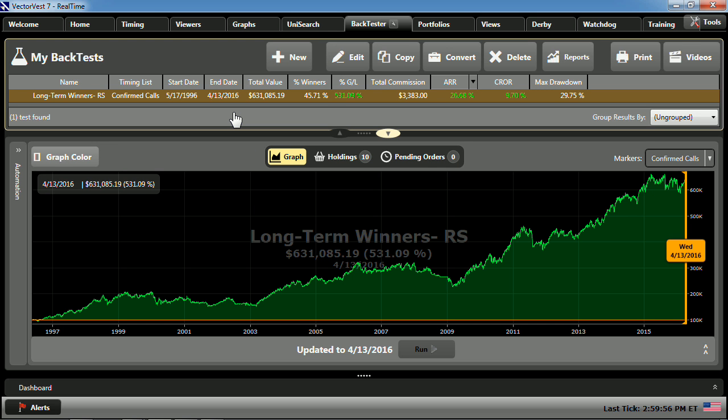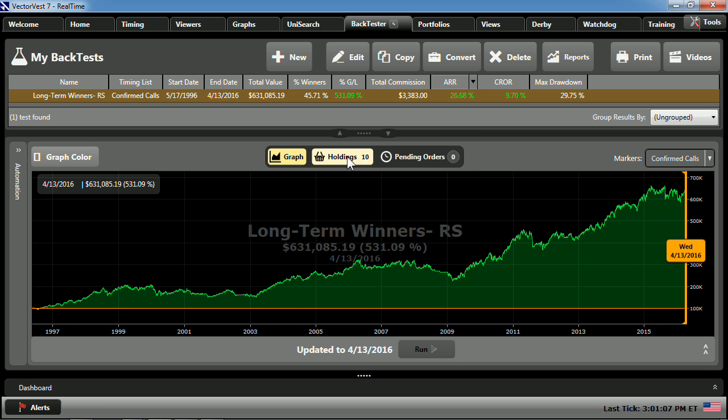And here you can see the results of that 20-year test brought all the way to the current time frame. Our $100,000 portfolio has grown by 531%. That means you have an annual rate of return of over 26%. And the commissions for this long-term test are extremely low at $3,383.